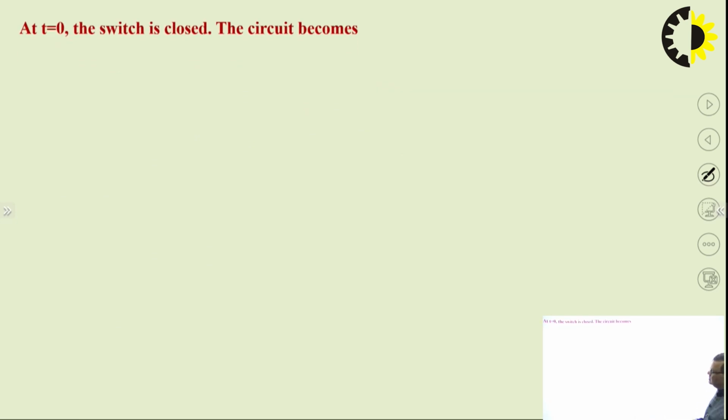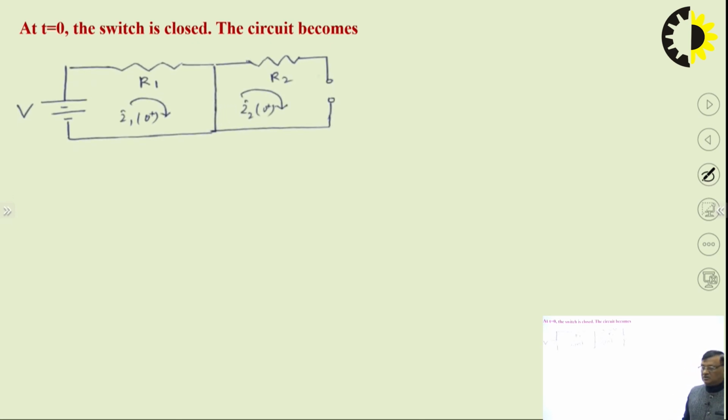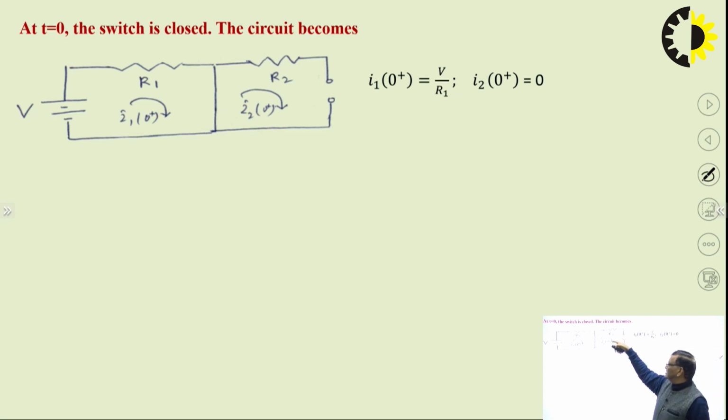Now at t is equal to 0 the switch is closed, so the equivalent circuit will be like this. The capacitor behaves as a short circuit and the inductor behaves as an open circuit. So this is the equivalent circuit at t is equal to 0 plus. Then I1 is V upon R1 and I2 is 0, because this branch is open, so no current through R2.